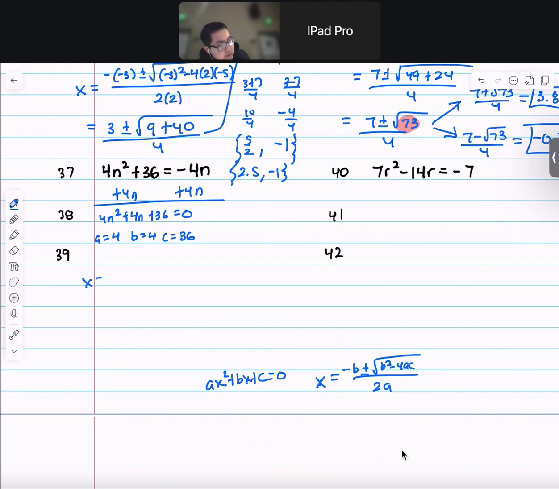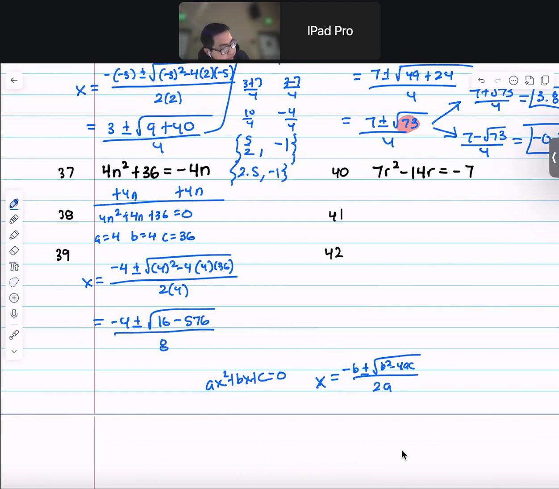So when we plug this into the quadratic formula, you guys, negative 4 plus and minus the square root of b squared minus 4 times the a times the c, all over 2 times a. So negative 4 plus and minus, you guys, 16 minus, let me do this, 4 times 36, you guys. That is negative 576 over 8. Negative 4 plus and minus the square root of negative 560 all over 8.